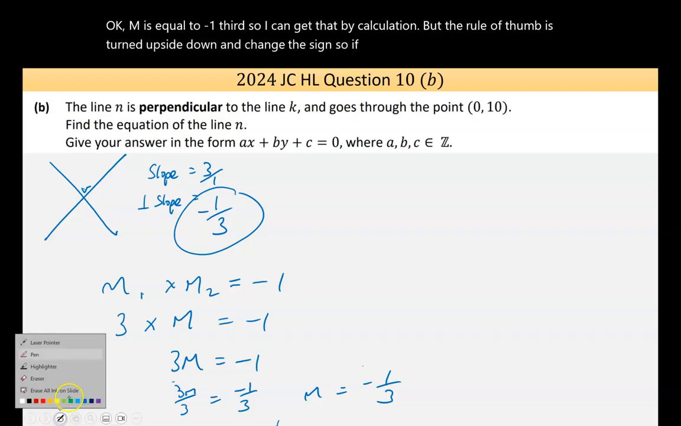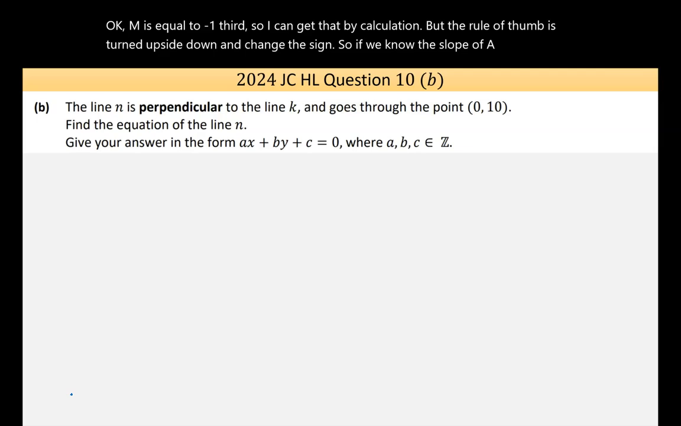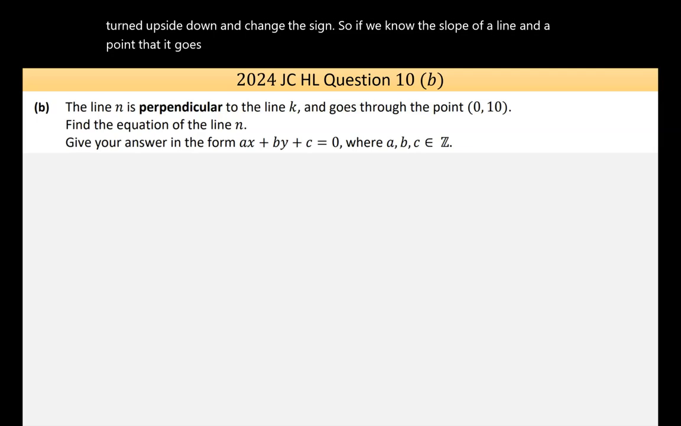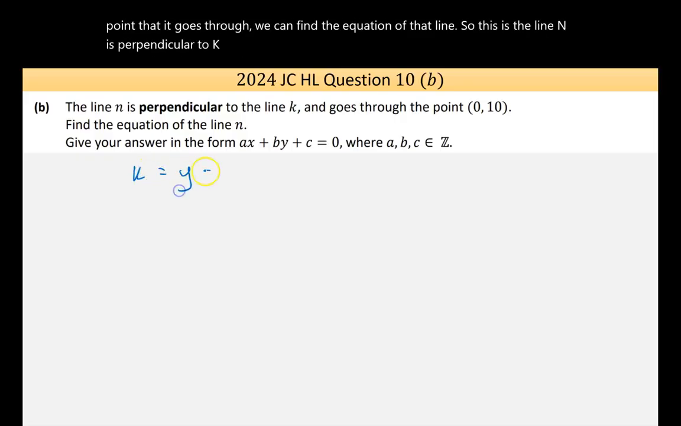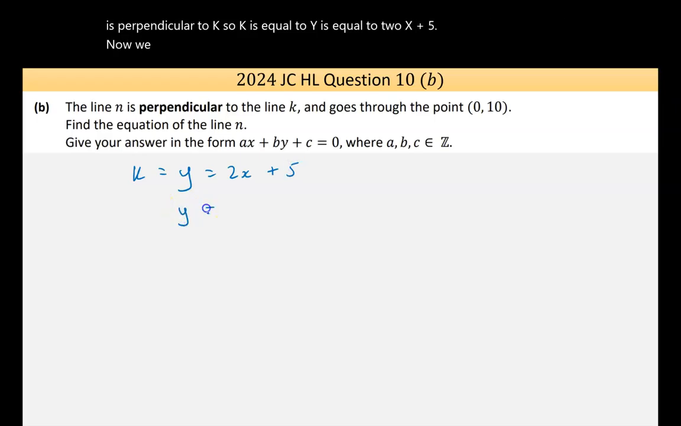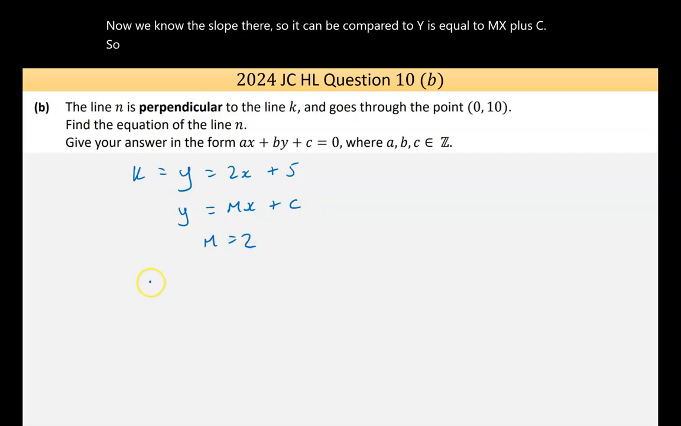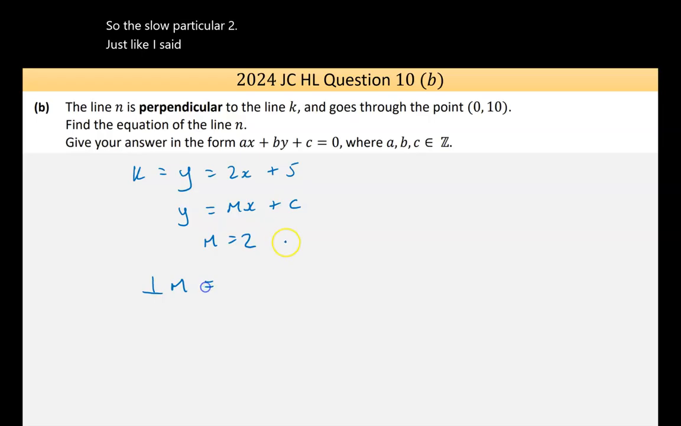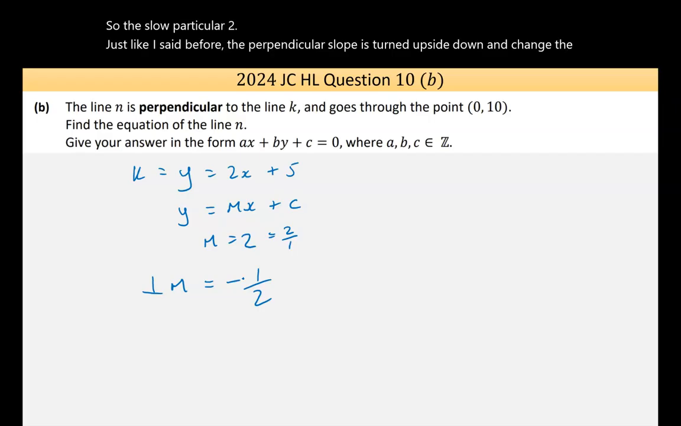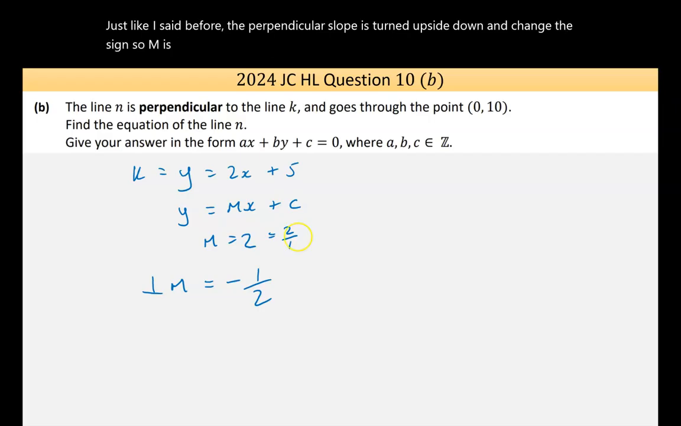So if we know the slope of a line and a point that it goes through, we can find the equation of that line. So since the line n is perpendicular to k, and k is y is equal to 2x plus 5, we know the slope there, so it can be compared to y is equal to mx plus c, so the slope is equal to 2. And just like I said before, the perpendicular slope is turn it upside down and change the sign. So m is 2, so it can be expressed as 2 over 1, turn it upside down, and it was plus, so now it's minus.